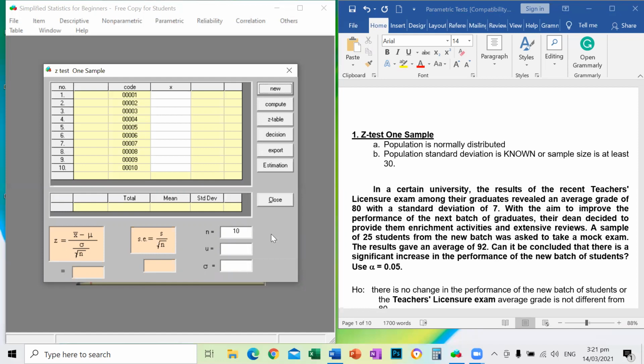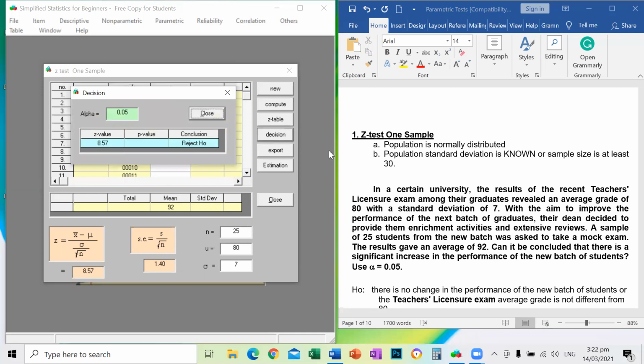Let's input the values. First, you have 25 as the sample size. Enter. Population mean is 80 with a standard deviation of 7. And then your sample mean is 92. There is no given sample standard deviation, so we leave that blank. The Z-test in Simplified Statistics for Beginners, or SSB, is set by default to a critical value of 1.64. If we recall, 1.64 is the critical or tabulated value for a one-tailed test. Let's click compute and then decision.